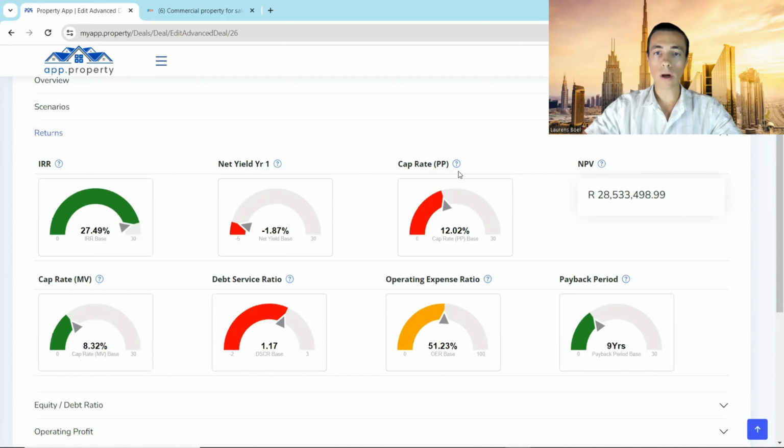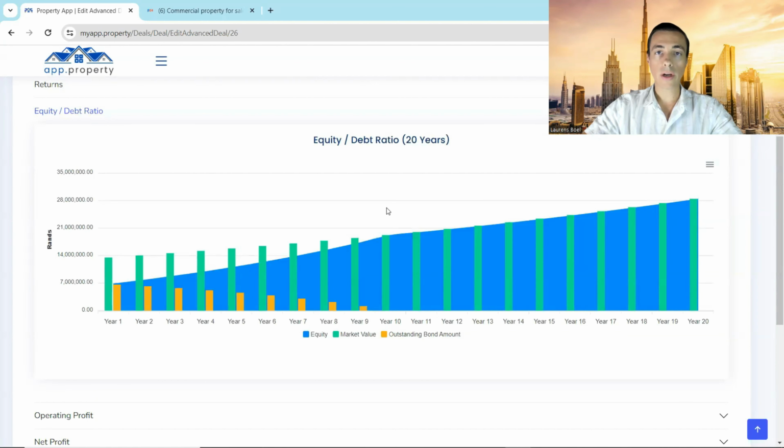with a negative net yield day one, cap rate of 12% with a net present value of 28,500,000. The debt service ratio is at 1.17. The operating expenses are roughly 50% and will take you 9 years to pay back your original capital. Here is the debt equity ratio. You can see that your equity jumps in year 10 once you've paid off your debt.